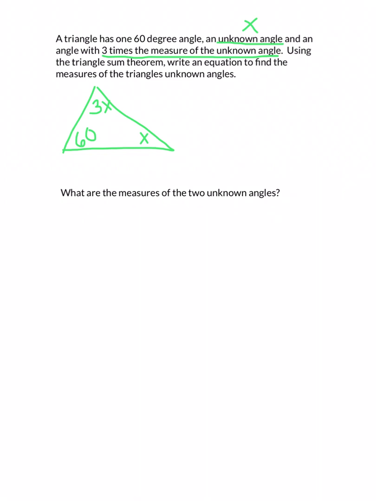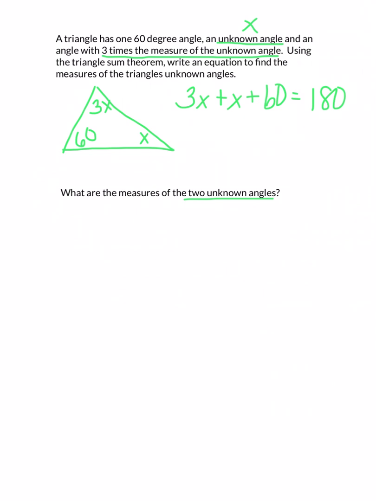Now what I would do is say that 3x plus x plus 60, we should all remember that the interior angles have to add up to 180. And that's it. That's all we need to do for that one. Now it says, what are the measures of the 2 unknown angles? So we have to find x and we have to find 3x.